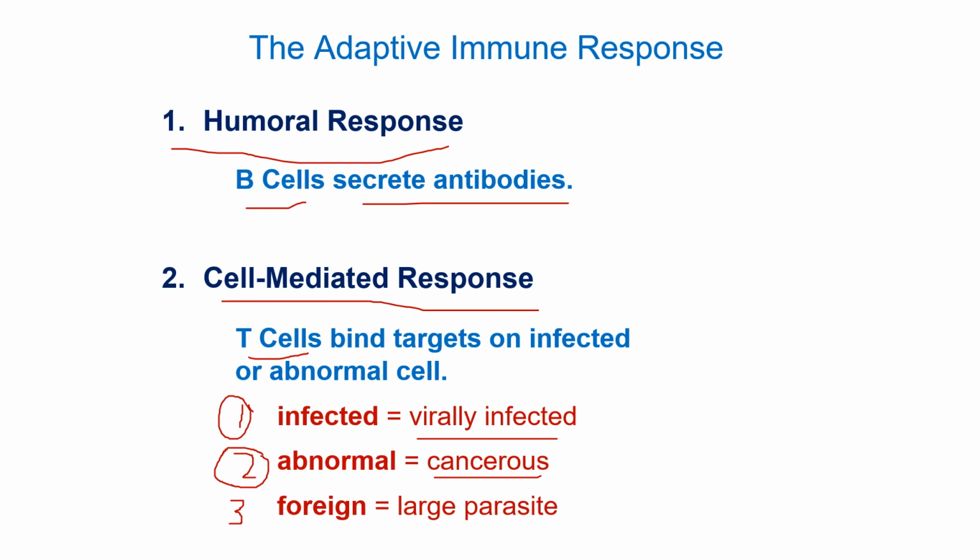Number three are pathogens that are too large to be destroyed by phagocytosis. So large parasites. We're talking about parasitic worms and other things like that.